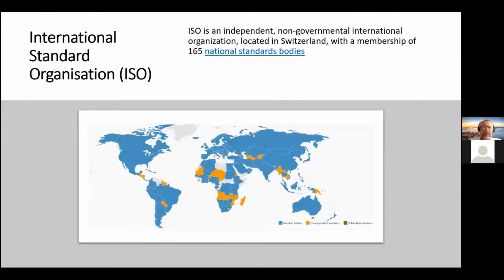Just something about ISO. It's an organization based in Switzerland. You can see the picture of the globe there. The blue colors are organizations that are members. The orange ones are correspondent members, so they sort of align with ISO. And you can see from the map of the world, there are very few countries that are not connected with ISO.